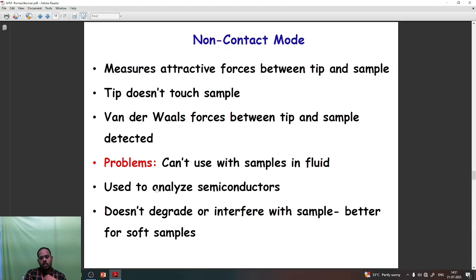Non-contact mode is used to analyze semiconductors. It doesn't degrade or interfere with the sample, and is better for soft samples. It will not interact with the sample surface, so this is beneficial for both the cantilever tip and the sample. That's why this method is much more suitable for analyzing soft samples.